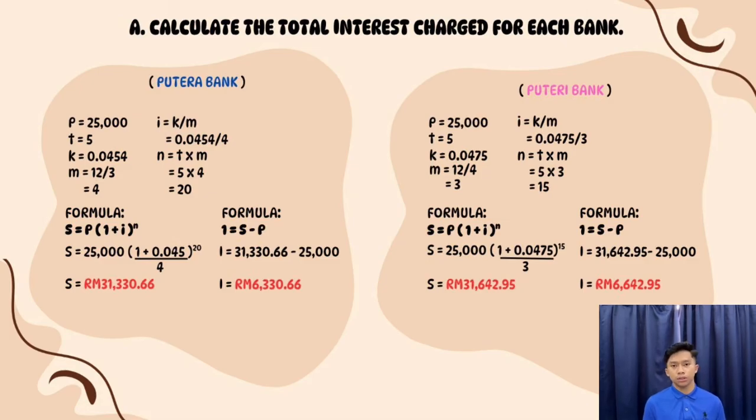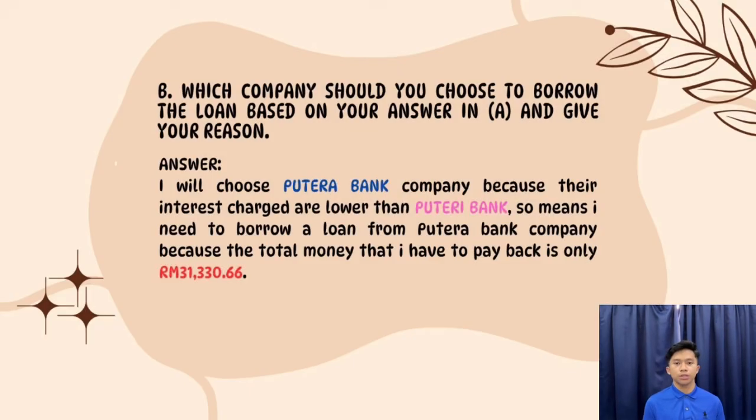Settled for question A. The next question is question B. Question B wants to know which company you should choose to borrow the loan from, based on your answer in A, and give your answer. So my answer in question B is, I will choose Putra Bank because their interest charge is lower than Putri Bank. So I need to borrow a loan from Putra Bank because the total money that I have to pay back is only 31,330 ringgit 66 cents, which is cheaper than Putri Bank.